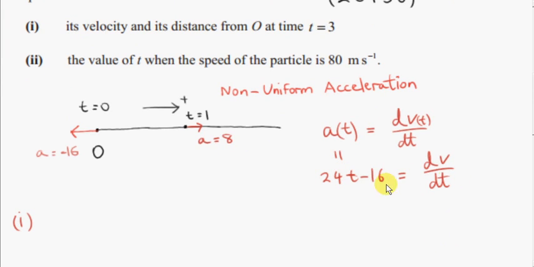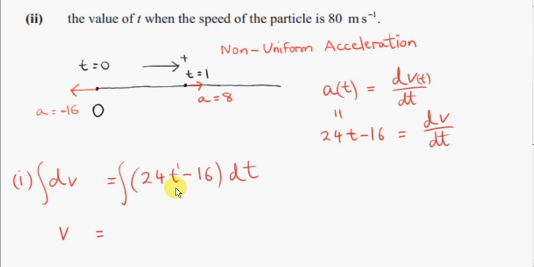So we have a separable differential equation here. We separate the variables, all the v's on one side, and t's on the other side. So we multiply 24t minus 16 by dt. And next we integrate both sides. So if we integrate dv, we get v. We can get the speed at any particular time. So we add 1 onto the power and divide by that power. So 24 divided by 2 is 12. 12t squared. Integrating minus 16, it's a constant, we just multiply it by t.